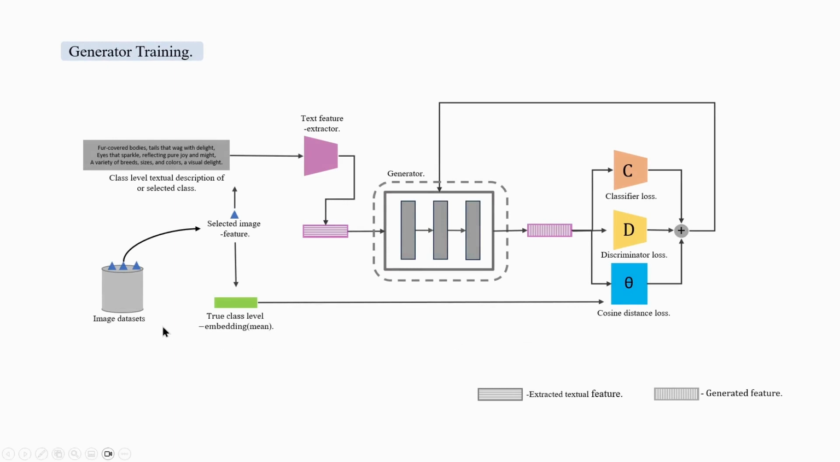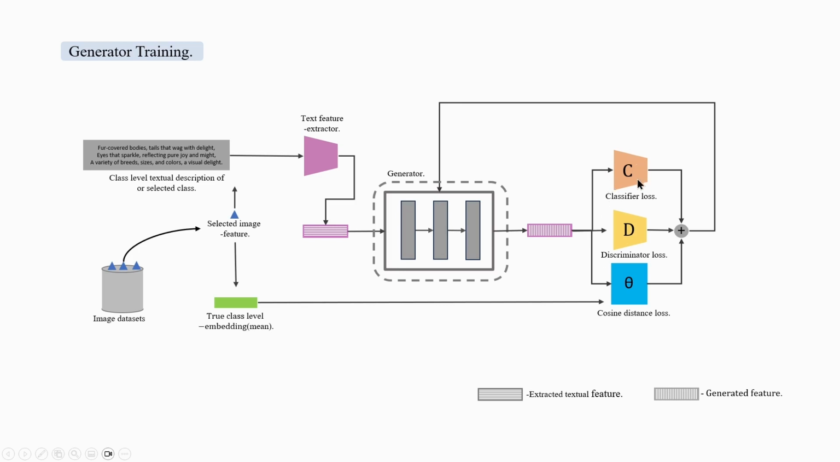For training, the image features are randomly selected, and the class-level descriptions associated with the image features are fed into the text feature extractor. And the class-level embedding mean of the feature is fed to the generator as shown here. A classifier, discriminator, and cosine distance modules are used to train the generator.